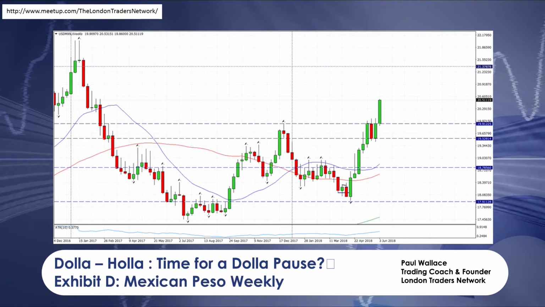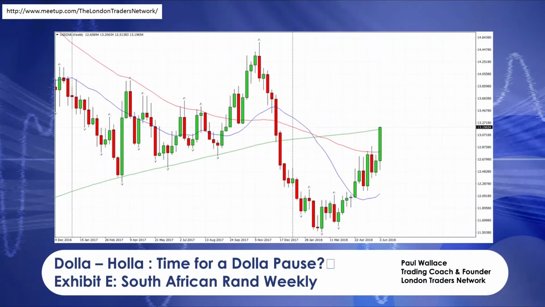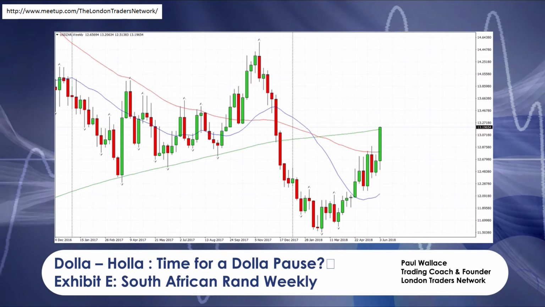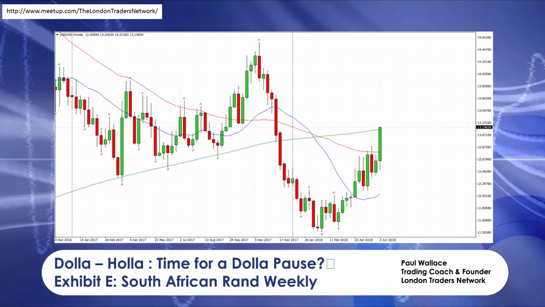Maybe a little bit of a pullback, and then it gives you a chance to get back long, in, as they say. Okay, so let's move on to the rands, South African rands. So yeah, South African rand here in the weekly chart. We had a lovely bottoming formation there, okay? And on the lower time frames, there's an inverse head and shoulders there.